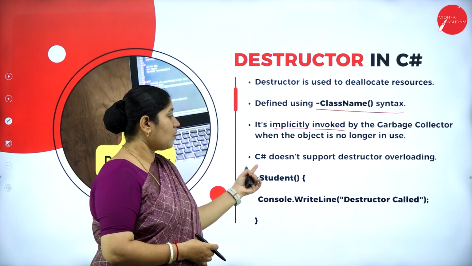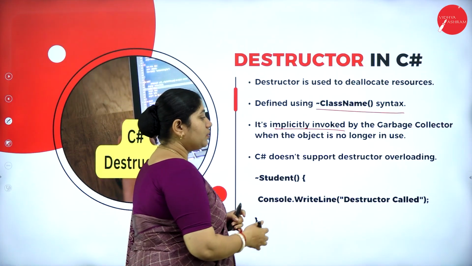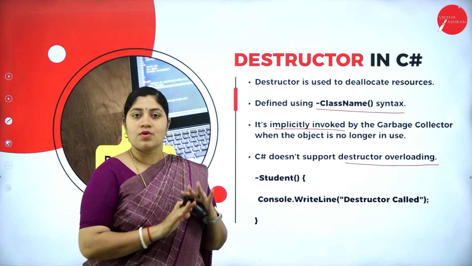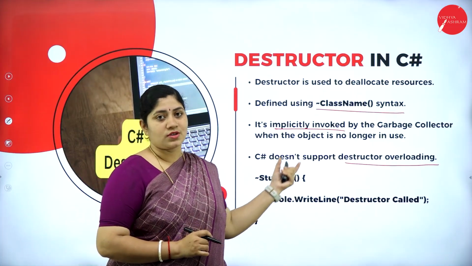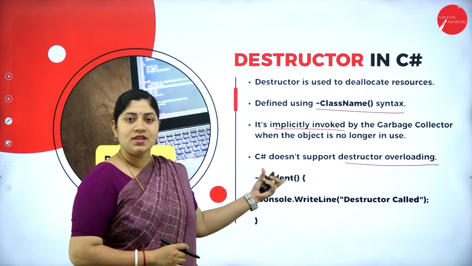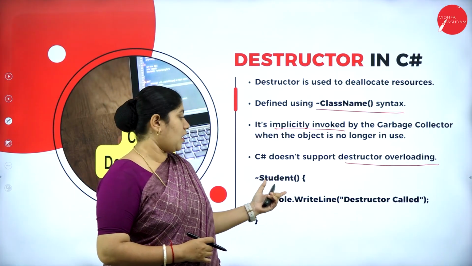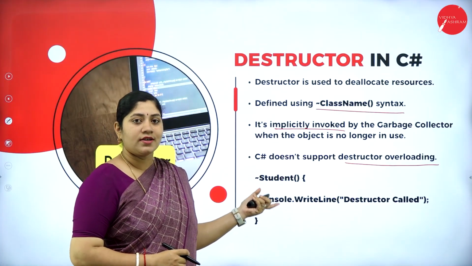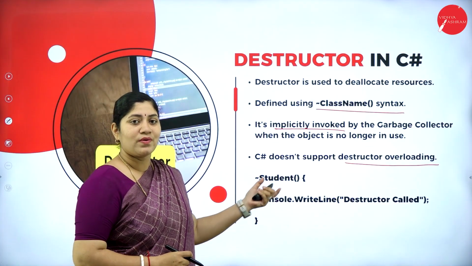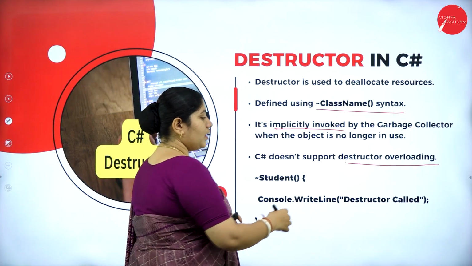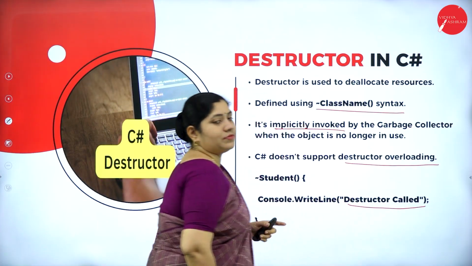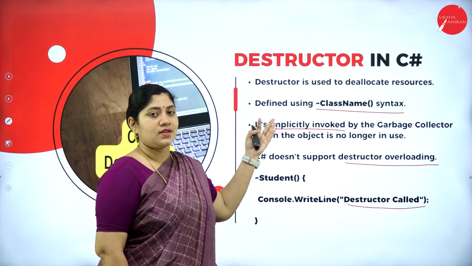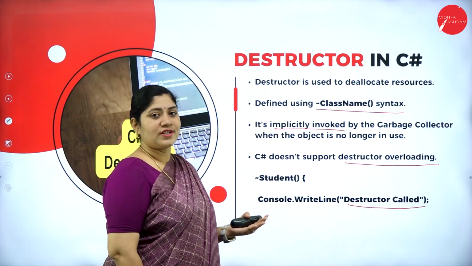Up next, C# doesn't support destructor overloading. C# does not support destructor overloading at all. Over here we can see an example statement where we define a Student class and write a Console.WriteLine followed by the destructor call. So this is a small block of code which we can use as the syntax for our destructor.